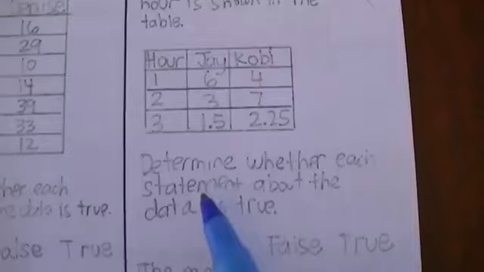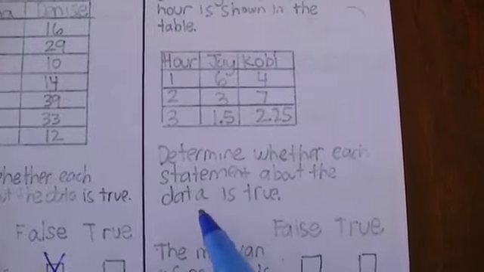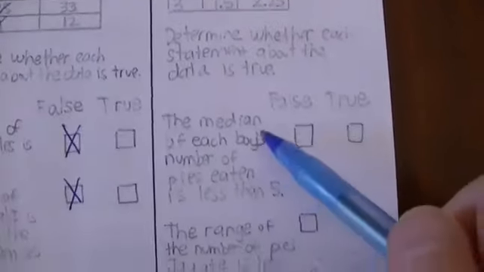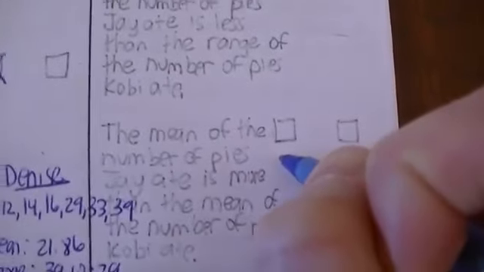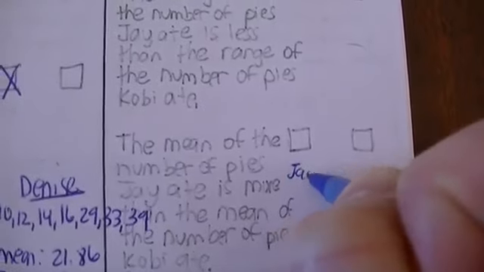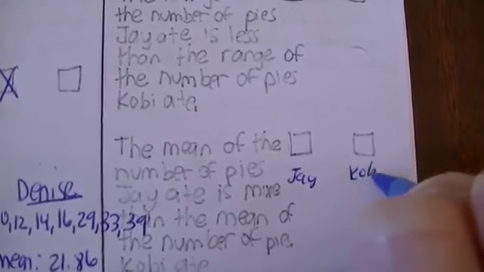Jay and Kobe are competing against each other in a pie eating contest. The number of pies each boy consumed each hour is shown in the table. Oh, we have some decimals in here. Determine whether each statement about the data is true. So we got to compare the median, the range, and the mean. So write really small so you can write your information. So I'm going to have Jay, Kobe.